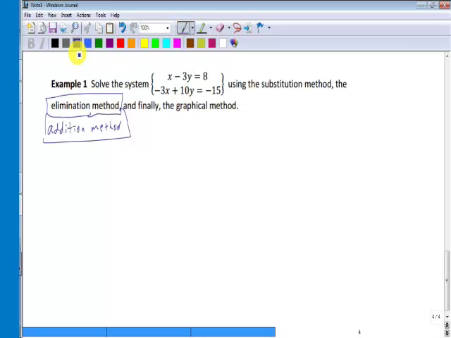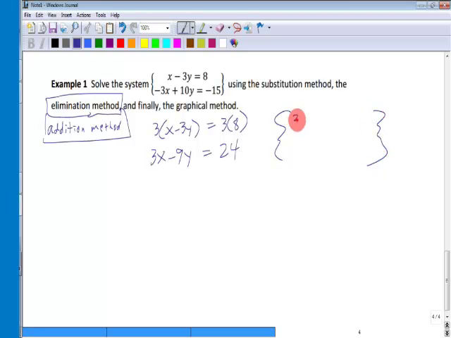Might as well go with the easier of the two and just multiply both sides of the top equation by 3. So 3 times x minus 3y equals 3 times 8. 3x minus 9y equals 24. And then rewrite the system, replacing the top equation by this new equation here. 3x minus 9y equals 24. That's equivalent to the top equation. Negative 3x plus 10y equals negative 15. And just imagine somebody might have handed the system to us just like that.